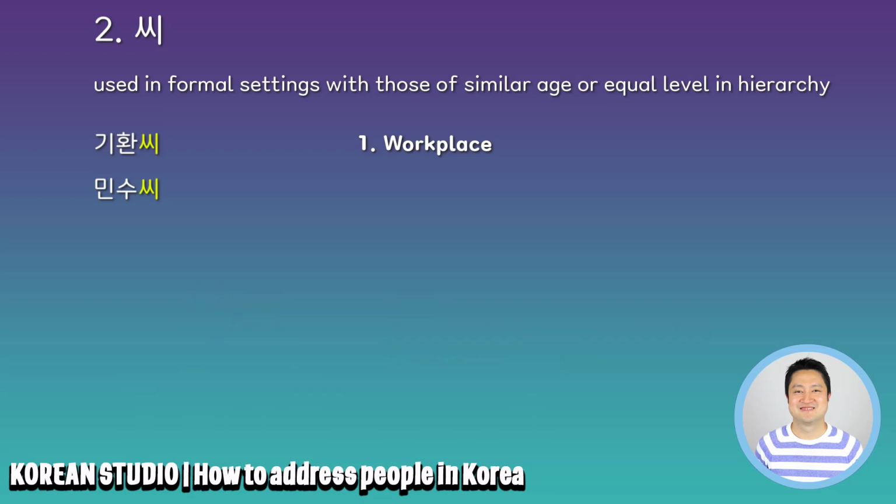Now, other than workplace, another place where 씨 is commonly used is when two people are out on a date. But it does depend a little on how the date has come about. For example, if two people who are familiar to each other are on a date, then they wouldn't address each other using 씨, as they are already close to each other. And 씨 is not used between people who are already close.